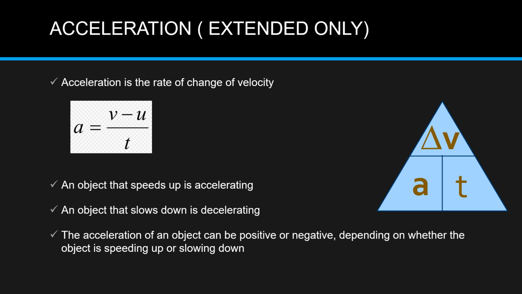Now, an object that speeds up is accelerating and an object that slows down is decelerating. The acceleration of an object can be positive or negative depending on whether the object is speeding up or slowing down. So if an object is speeding up, it is positive acceleration, and if an object is slowing down, it is negative acceleration. Negative acceleration is the same as deceleration. Sometimes we say negative acceleration and sometimes we say deceleration.